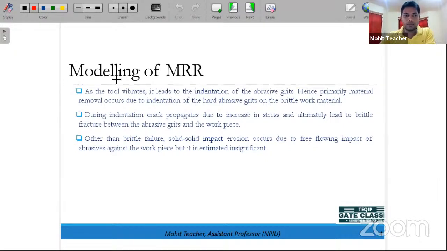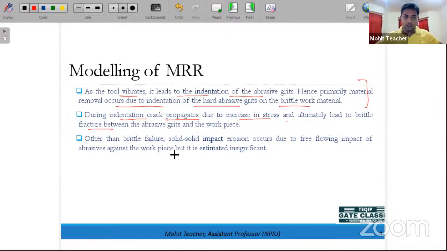Okay, next is the modeling of material removal rate. Again, here are also some assumptions that we are making. First, the tool vibrates, which leads to the indentation of the abrasive grits. Hence, primarily the material is removed due to the indentation of the hard abrasive grit on the brittle material. A simple crack is initiated, then it will propagate. During this indentation, the crack propagates due to the increase in stress and ultimately leads to brittle fracture.